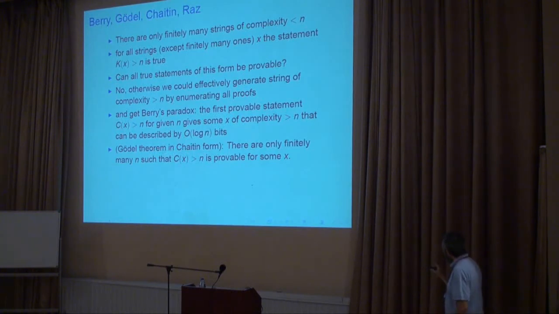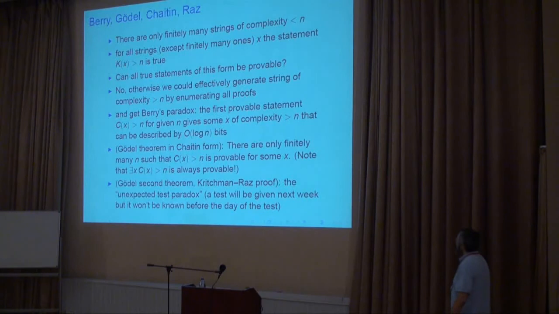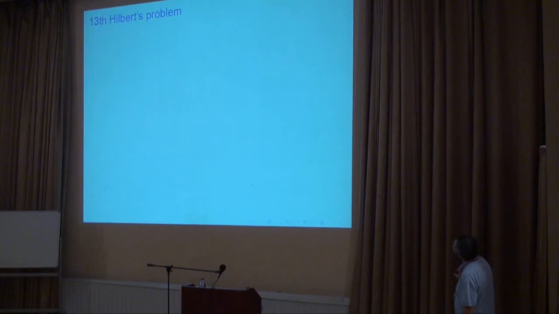And what is funny is that recently there was the same approach to the second Gödel theorem. There is a small note of Kritchman and Raz, which uses this unexpected test paradox, about the test which will be given next week at some day, but you will never know before this day whether the test will happen or not. And somehow it is related to the second Gödel theorem. You can find a proof of the second Gödel theorem.